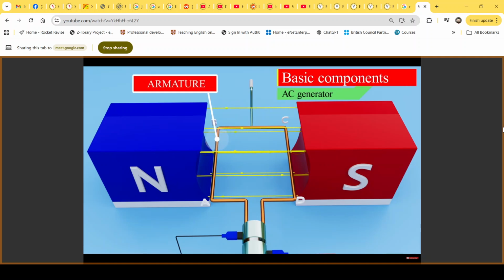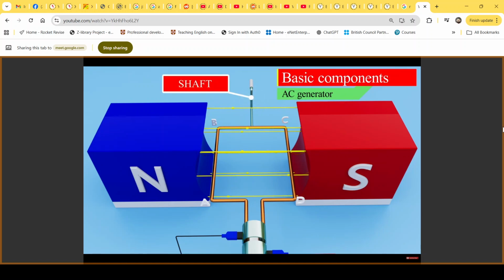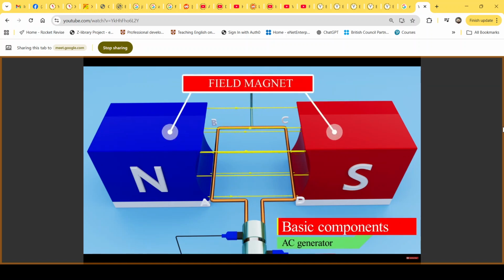Armature is part of an AC generator, which carries a current and consists of many coils of wire. Armature converts electrical power to mechanical power in the form of torque and transfers it via the shaft. Shaft is movement part and it's connected to armature. Field magnet consists of two poles, north and south pole. Field magnets are concave and cylindrical shape and therefore produce radial magnetic field. Direction of the magnetic field is from north to south pole.